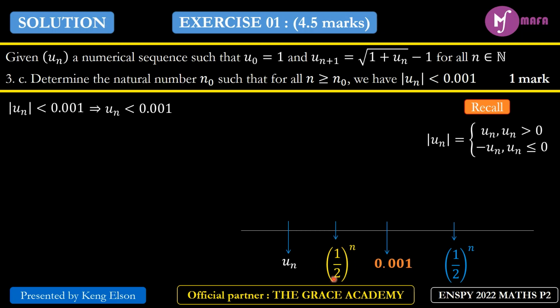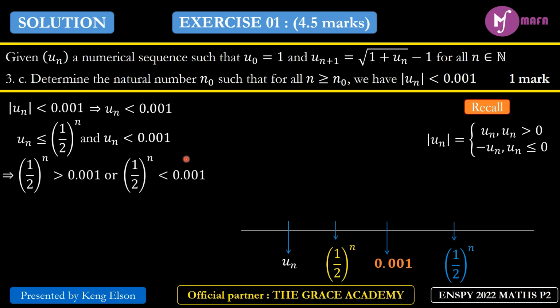And as well it is less than (1/2)^n if (1/2)^n is placed here. So in a nutshell, if un is less than or equal to (1/2)^n and un is less than 0.01, it means that our (1/2)^n could be less than 0.01, or it could be greater than 0.01, because it is placed in two different positions. (1/2)^n could be placed here or could be placed here. So these two things mean that (1/2)^n could be either less than 0.01 or greater than 0.01.